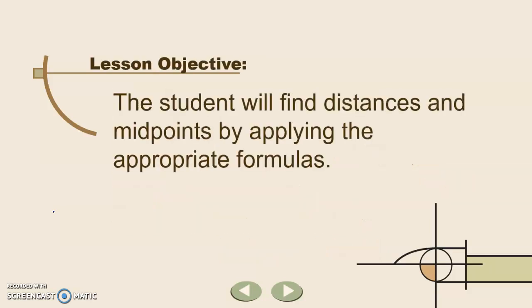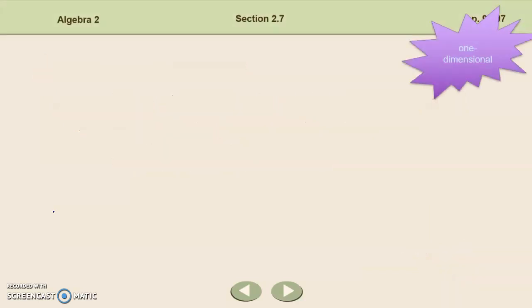Our lesson objective for today is this. You, the student, will find distances and midpoints by applying the appropriate formulas. Now, this is something that you have hopefully done before on the number line, finding distances and midpoints. We do it all the time when we're driving. You leave exit 310, you're going to get off at exit 317. You know the distance between 310 and 317 is 7 miles.